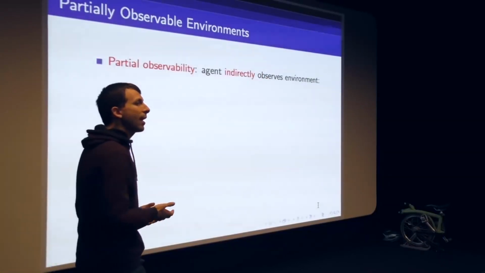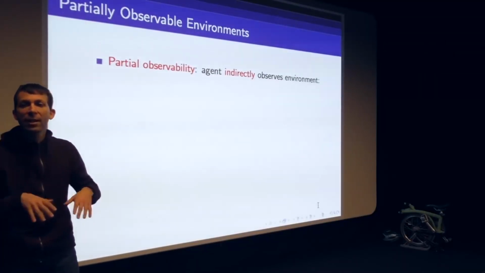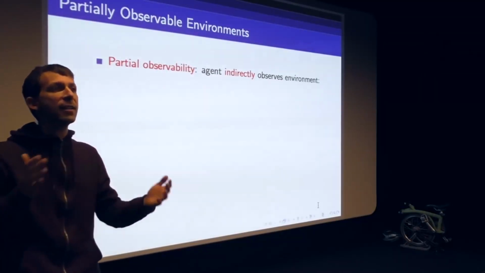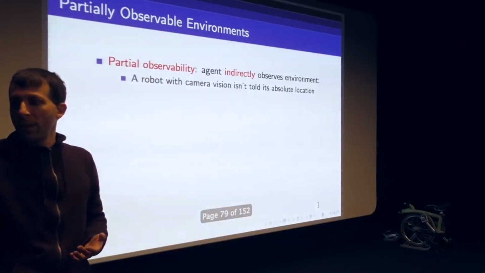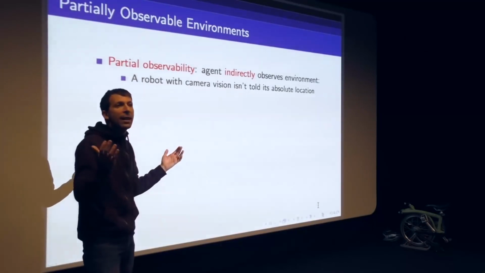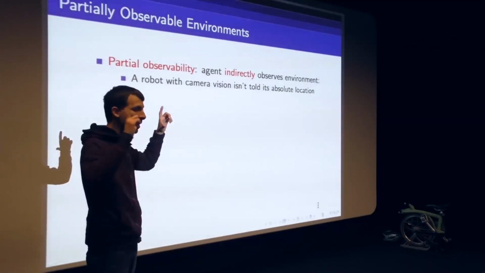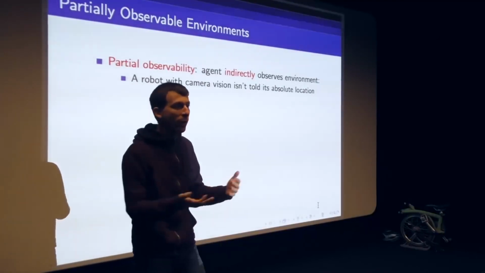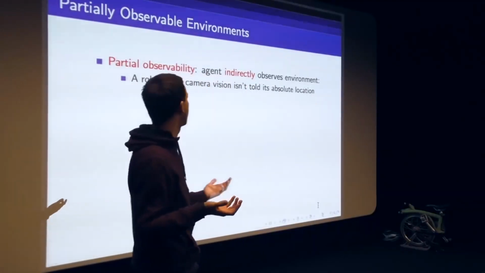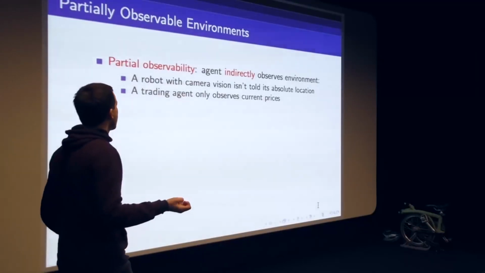So what about the other case? The other case is partially observable environments. So this is where the agent indirectly observes the environment. So it doesn't get to see everything about the environment. So for example, a robot with a camera, it might not know exactly where it is unless it has a GPS. Maybe it just gets to see this camera stream. It has to figure out for itself where it is within the room. It has to localize.